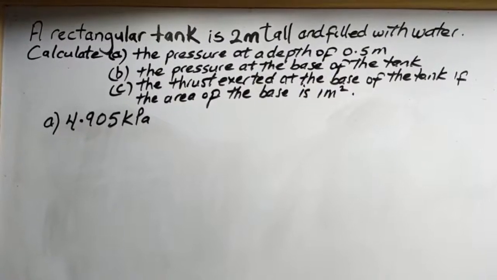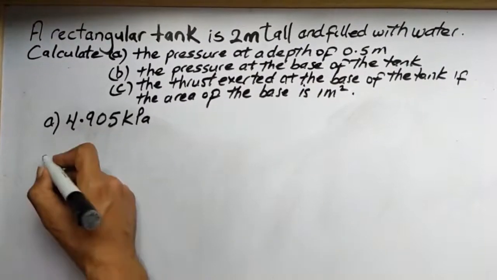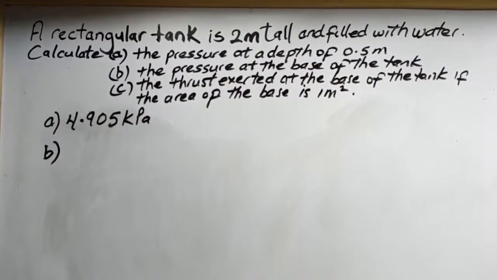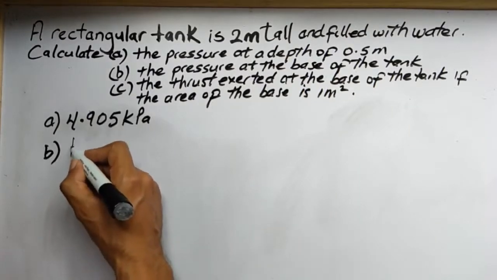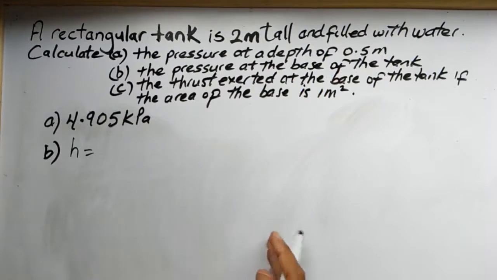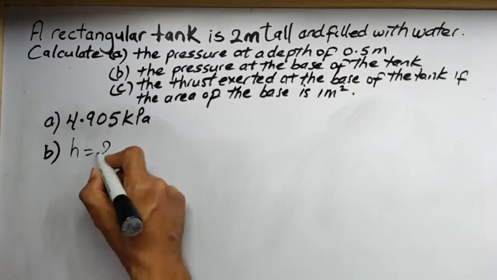Now that we have the answer for the first part, we'll look at part B. Now part B wants us to calculate the pressure at the base of the tank. So since the tank is filled with water and the tank is 2 meters high, then the height of fluid above that point will be 2 meters. So the height of fluid above the point at the base of the tank is 2 meters.